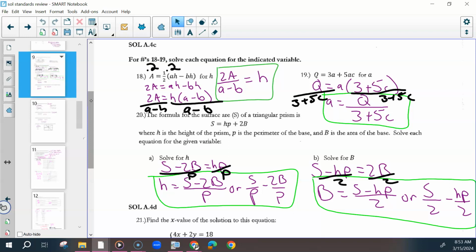We're solving for A, and we have two A's. Pull the A out, see what's left, put the rest in parentheses. Divide both sides by 3 plus 5c, so that A equals Q over 3 plus 5c.